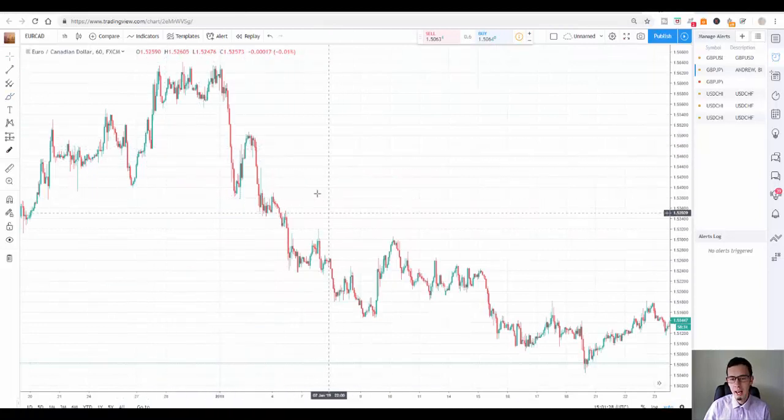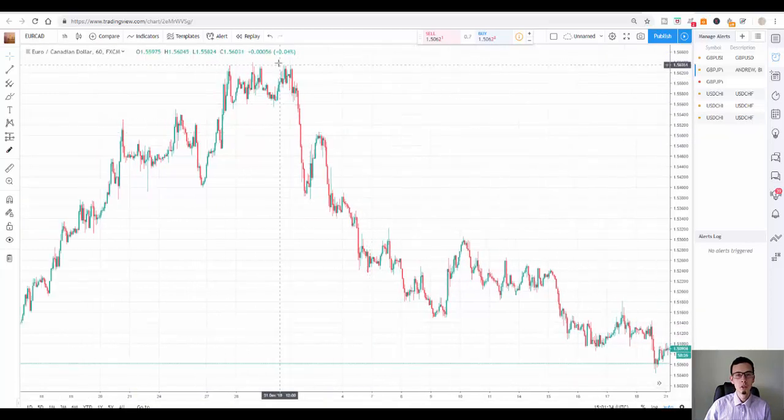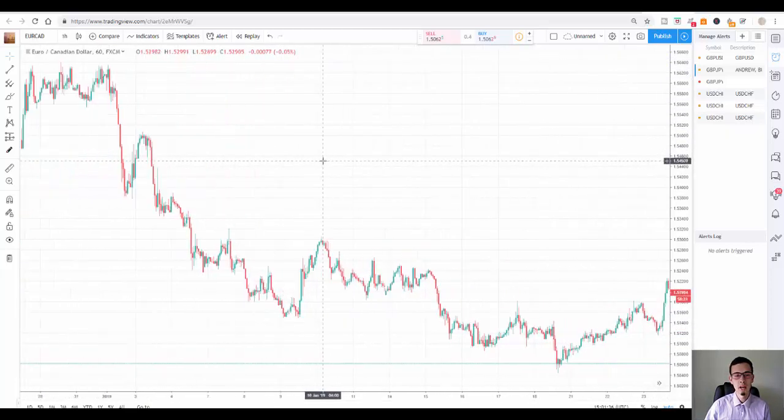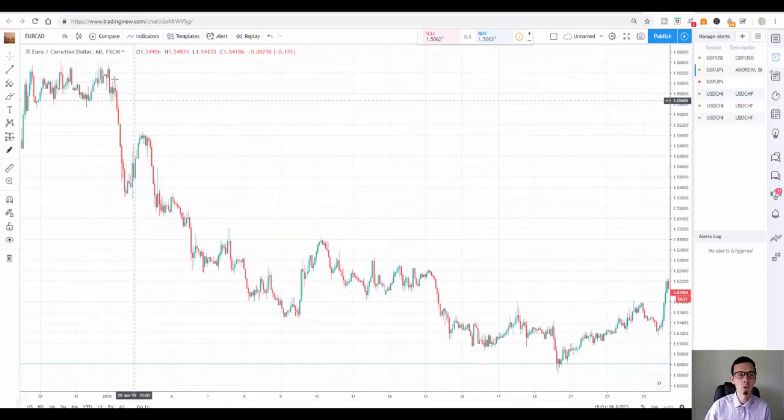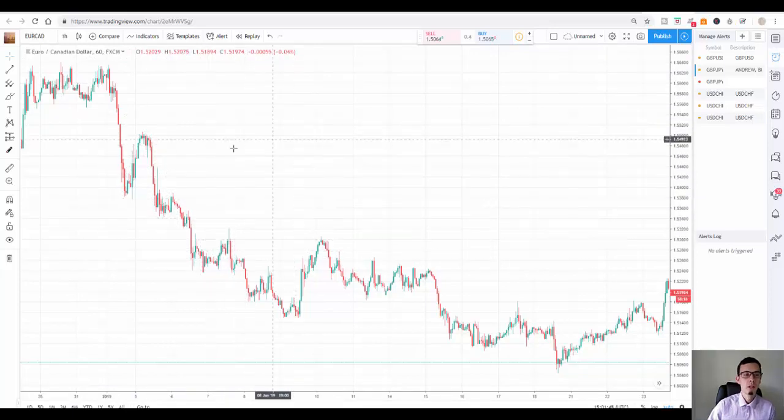So what is this? EuroCAD. So again, let's take a look. As you can see, from here to here, the price is experiencing a downward movement, a downward trend, and there are pullbacks right here, and here, and here, and here.